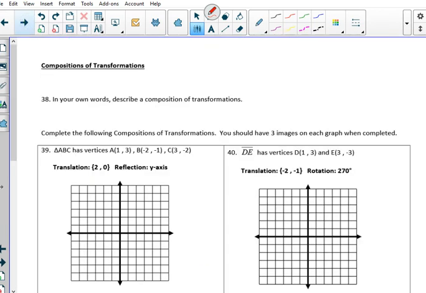Okay, composite of transformations. This is when you do 2 in a row. So you do one thing and then you do another thing. You can rotate, then slide. You can rotate and then rotate again. You can rotate and reflect. You can do any of the combinations of what we've done.